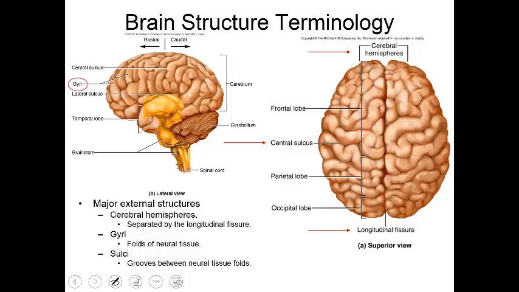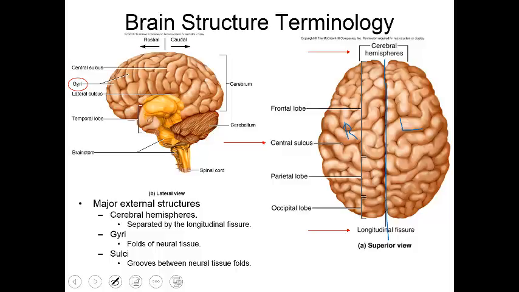Now the biggest line that you see right here in the cerebrum is this. And that right there is called the longitudinal fissure. So this is the superior view of the cerebrum. The longitudinal fissure divides the cerebrum into the right hemisphere and the left hemisphere. So this is a deep cut. So it's not a sulcus, it's a fissure because it goes through and through.